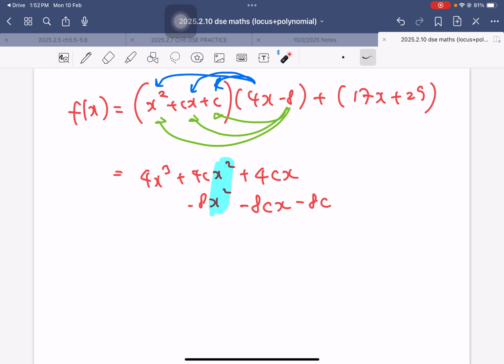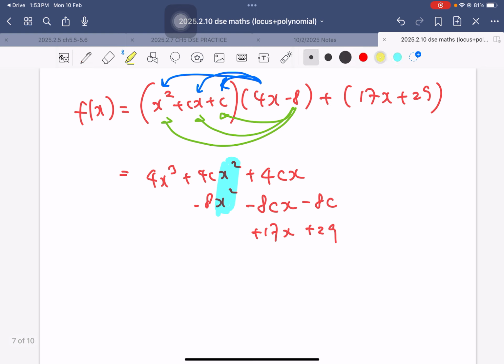But don't forget that we still have this remainder, which should be plus. So we just put it here. 17x is just the x term, so I put it here as well. So plus 17x, and then plus 29. So this is the whole group with the x, and then we have the group of the constants. Is this clear, how you expand the bracket?